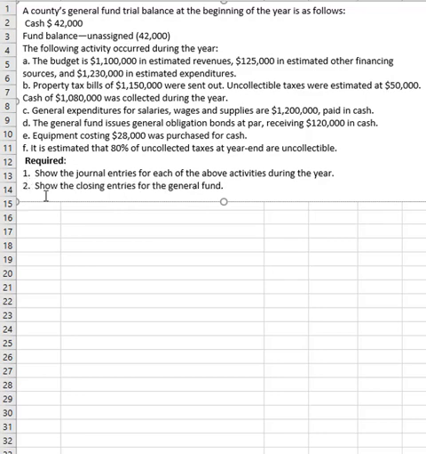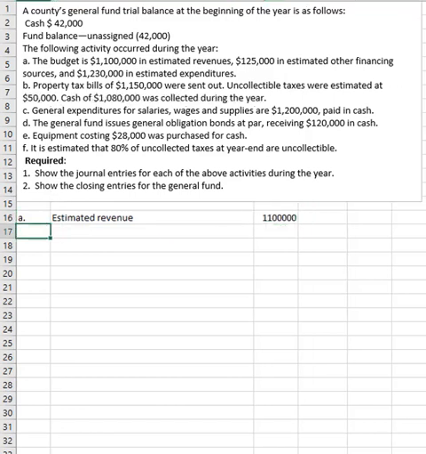Okay, so let's go ahead and do A. So the estimated revenues, they're put in as a debit, and I think you can think about them a little bit as a receivable, if that would help you to sort of think about that. I'll go ahead and put these in here. You don't have to watch me type. Hang on.